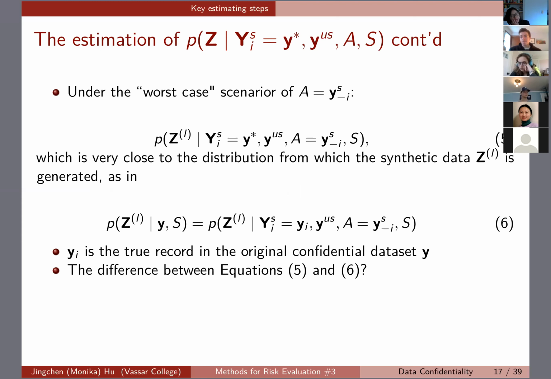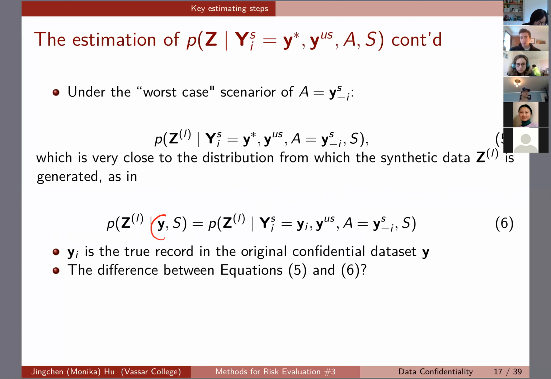All right, so remember, under the worst case scenario, we have what? We have our A includes everything except for the record i, right? So if you look at that, our Z^L in equation 5, once we replace A with y minus i, becomes equation 5. And equation 6 is how we actually generate the synthetic data, if you remember. The synthetic data, Z^L, is generated using the model that we fit on y. So remember this y, this little y here.